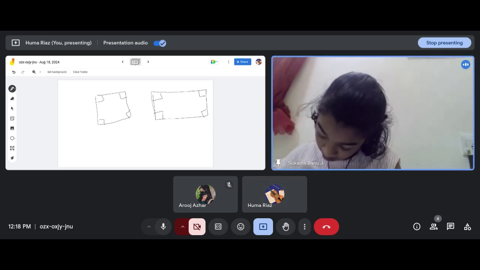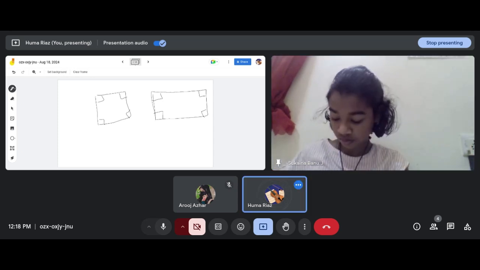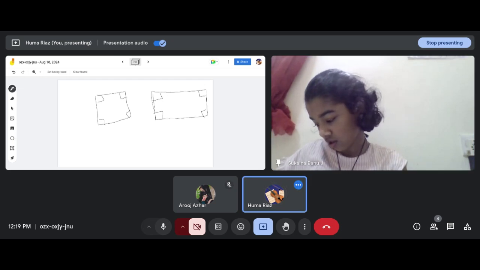Yes, ma'am. So for the third part, a square is a rhombus because its four sides are of the same length.